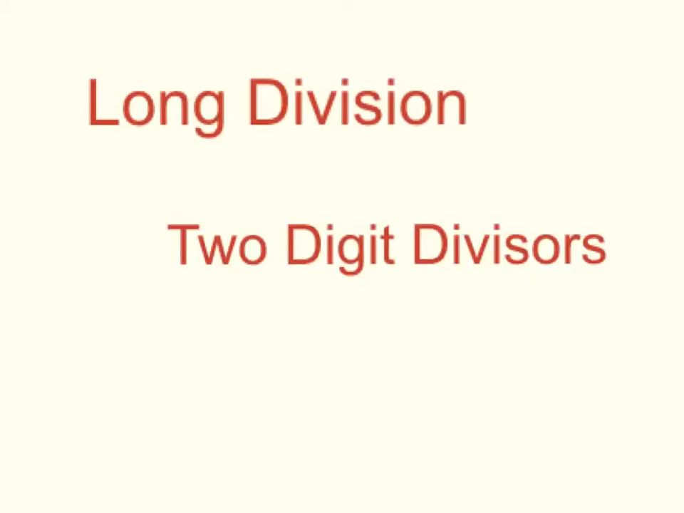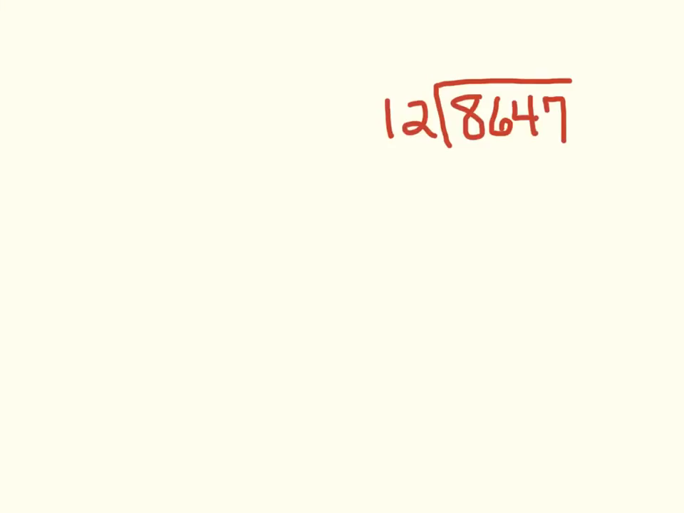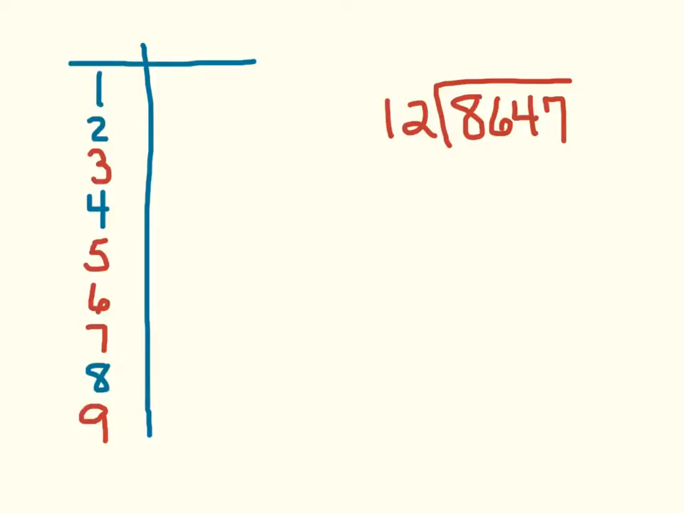This video will show you how to do long division if your divisor has 2 digits in it. Here we have 8,647 divided by 12. In order to solve this division problem with a 2-digit divisor, I'm going to use what's called a doubles table, and I'll show you how to set that up now.